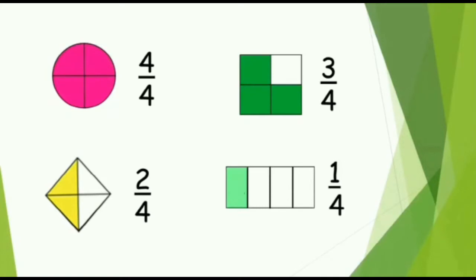Look at the first shape. It is divided into 4 equal parts, and out of these 4 equal parts, 4 are shaded. So it will be represented as 4 by 4 using fraction. Now look at the second shape. It is also divided into 4 equal parts. 3 are shaded, so it will be represented as 3 by 4 using fraction.